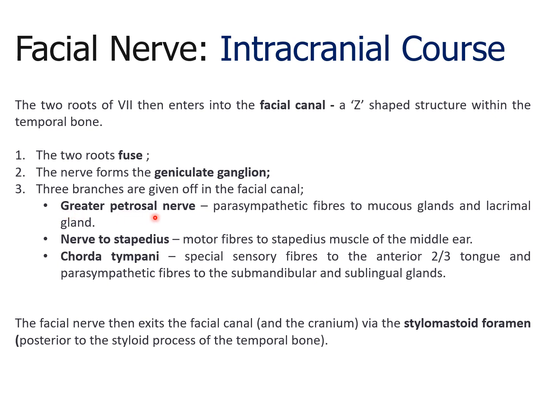The greater petrosal nerve, which carries parasympathetic fibers to the mucous glands in the nasal cavity, the palate, pharynx, and the orbital cavity, and also parasympathetic fibers to the lacrimal gland. So this is the first nerve which is given off. This will form the preganglionic root to the pterygopalatine ganglion.